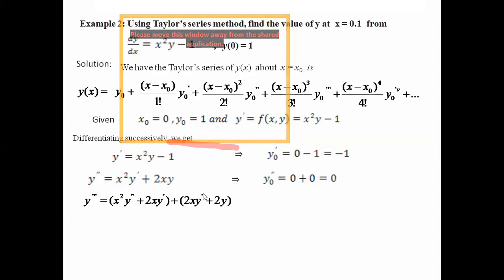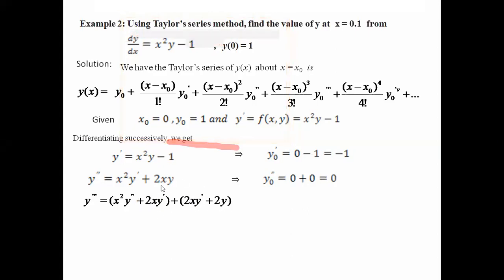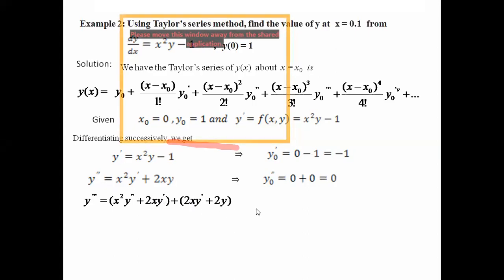2x into derivative of y is y dash, plus 2y into derivative of x, that's 1. This is the product rule for these two. But here 2xy dash is there, again 2xy dash comes. If you club it, it gives x square y double dash plus the sum of these two, 4x y dash plus 2y. This is the third derivative of this function. And we need the third derivative at the point x is x naught, y is y naught.